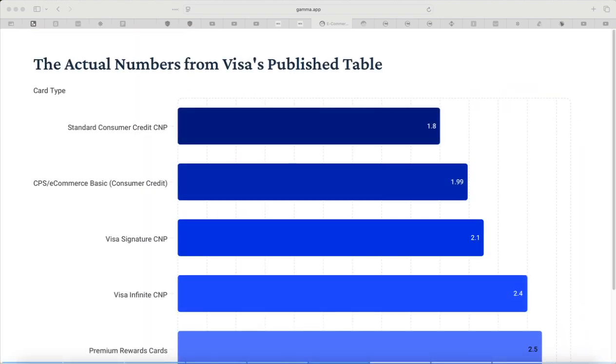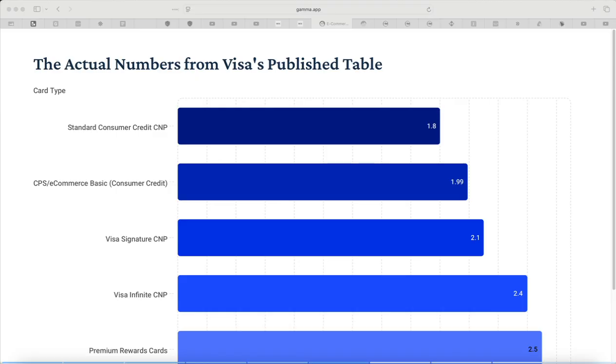Let me give you some real numbers. And I'm pulling these from Visa's published interchange tables, which is publicly available at usa.visa.com. For e-commerce transactions, the rates vary significantly by card type. Standard consumer credit on the CPS e-commerce basic category sits at the lower end of the range.